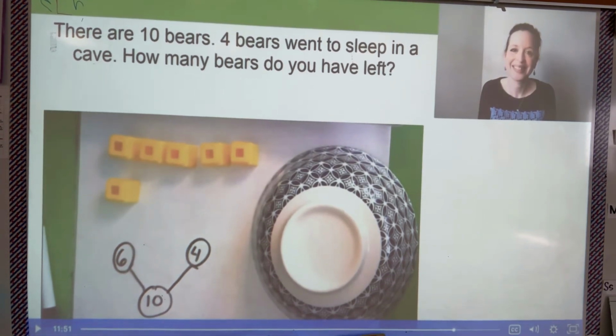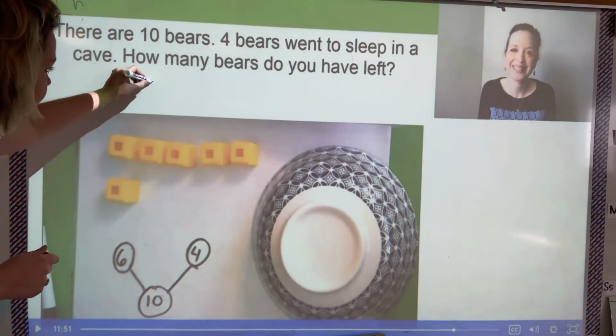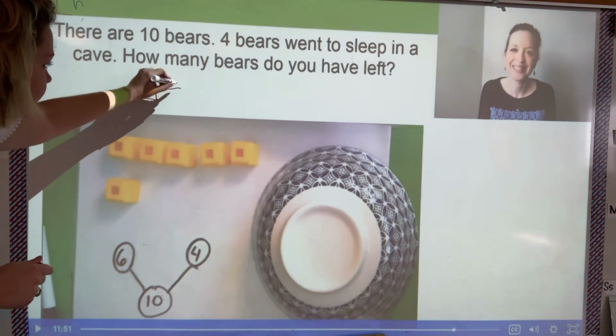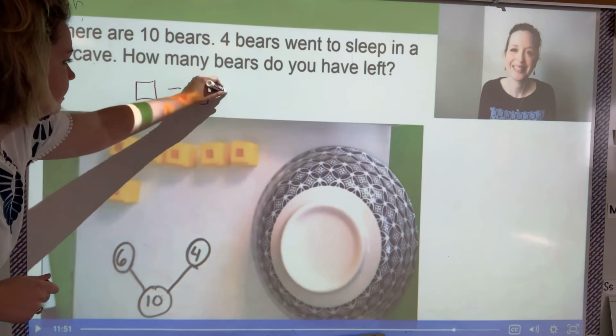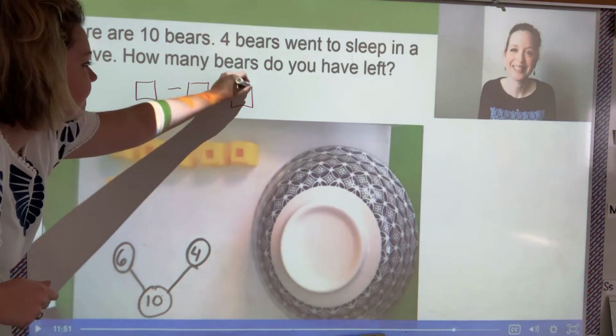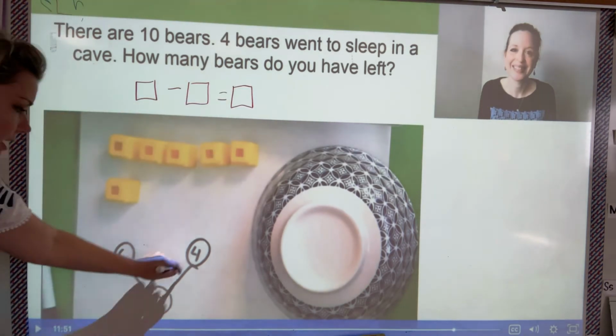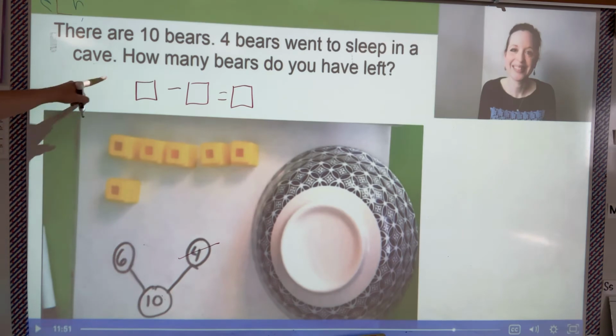I'm not going to do it this time, but we have our mystery boxes. And this number bond is going to go in the mystery boxes. Think about where each number belongs in each mystery box.